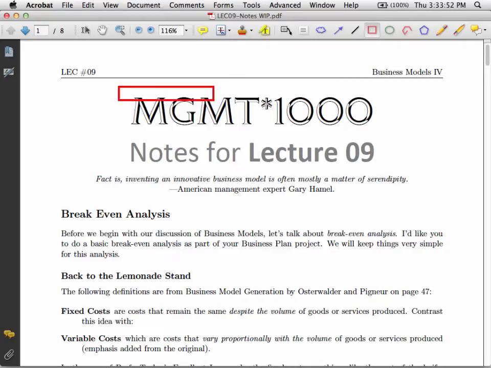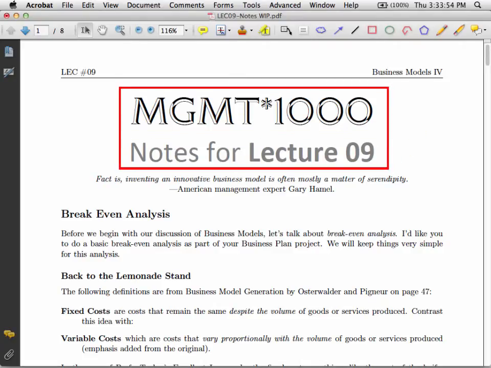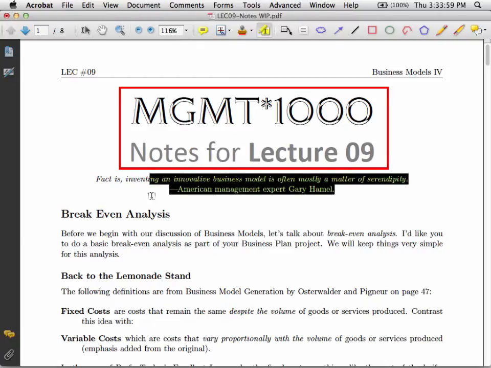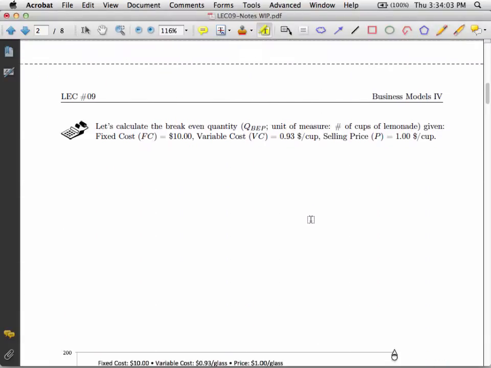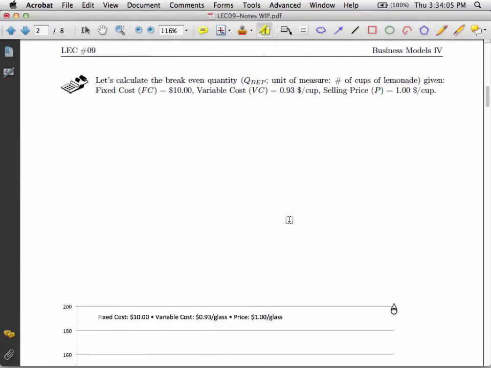Hi, welcome to the notes for lecture number 9, and we're going to start with some break-even analysis and get right into that. So without any further ado, we're looking again at our lemonade stand model.